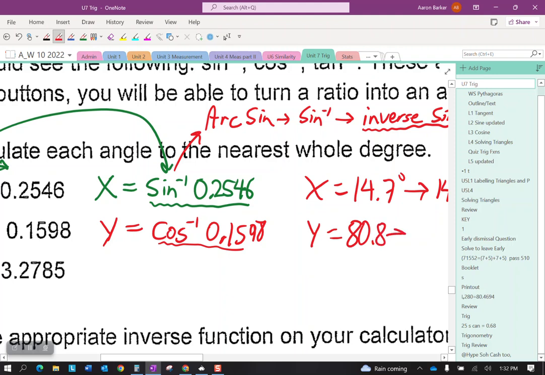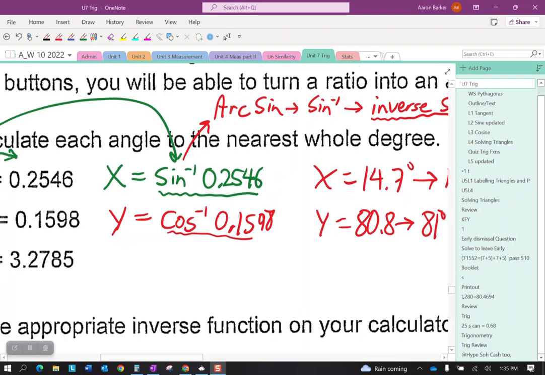What does that round to? 81 degrees. Whole number's 4 degrees. Everyone try that on your calculator, make sure you can get it. If not, come up right away. Okay, let's do the next one.